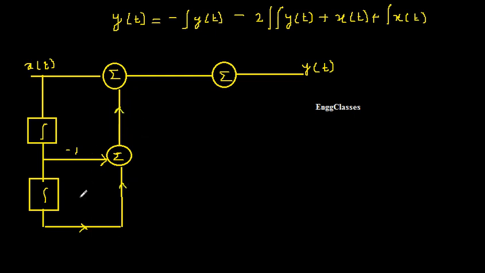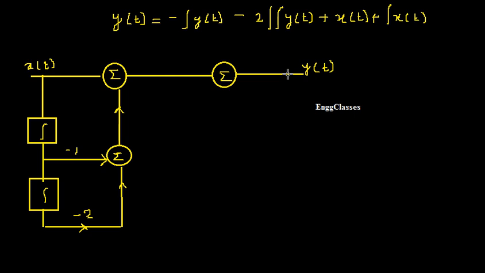Correct? And after the second integral I have minus 2. So I will add minus 2, the scaling factor, plus x of t is there, and plus integration of x of t with the amplitude 1. So that I need to consider.